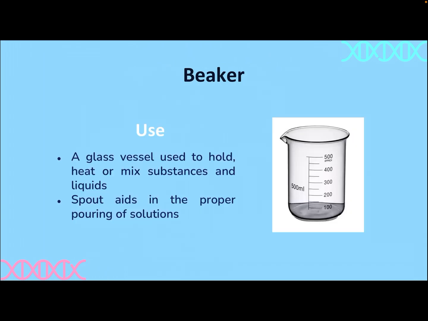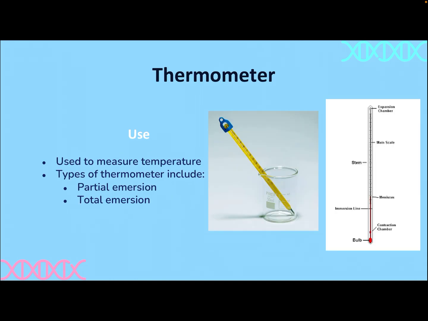Next is a beaker. A beaker is a glass vessel used to hold, mix, or heat substances and liquids. Beakers are cylindrical utensils with a flat bottom and the upper opening having a rim around it along with the spout. The spout aids in the proper pouring of solutions. We should take note that beakers are not meant for precise measurements of solutions.